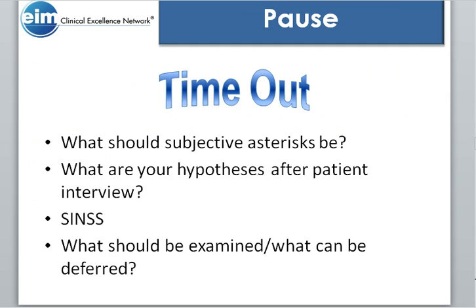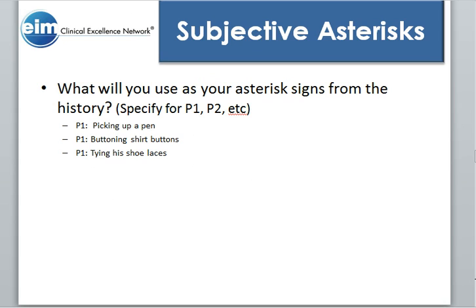So take a time out, pick some subjective asterisks and post on Moodle, and we'll continue now on to what I chose as my subjective asterisks. These were really his primary complaints on that day when he came in: picking up a pen, buttoning his shirts, and tying his shoelaces. So I decided to focus in on that.